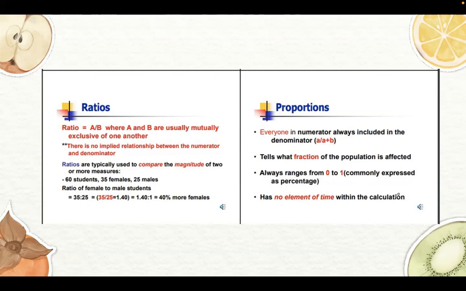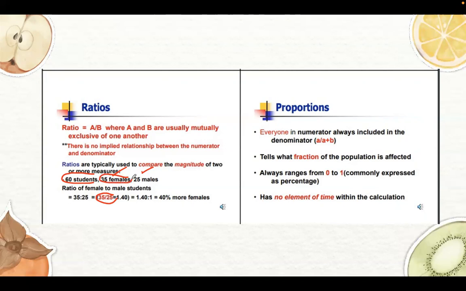Ratios are typically used to compare the magnitude of two or more measures. So kung meron man tayong population or total number of 60 students, 35 dun yung female, 25 yung male, they are ratio. Okay, what is the ratio of female to male, male to female? So, pag tinanong kayo, what is the ratio of female to male? Ang sagot dun is 35 divided by 25. So, uunahin mo yung count nung female kasi yun yung unang tinanong.